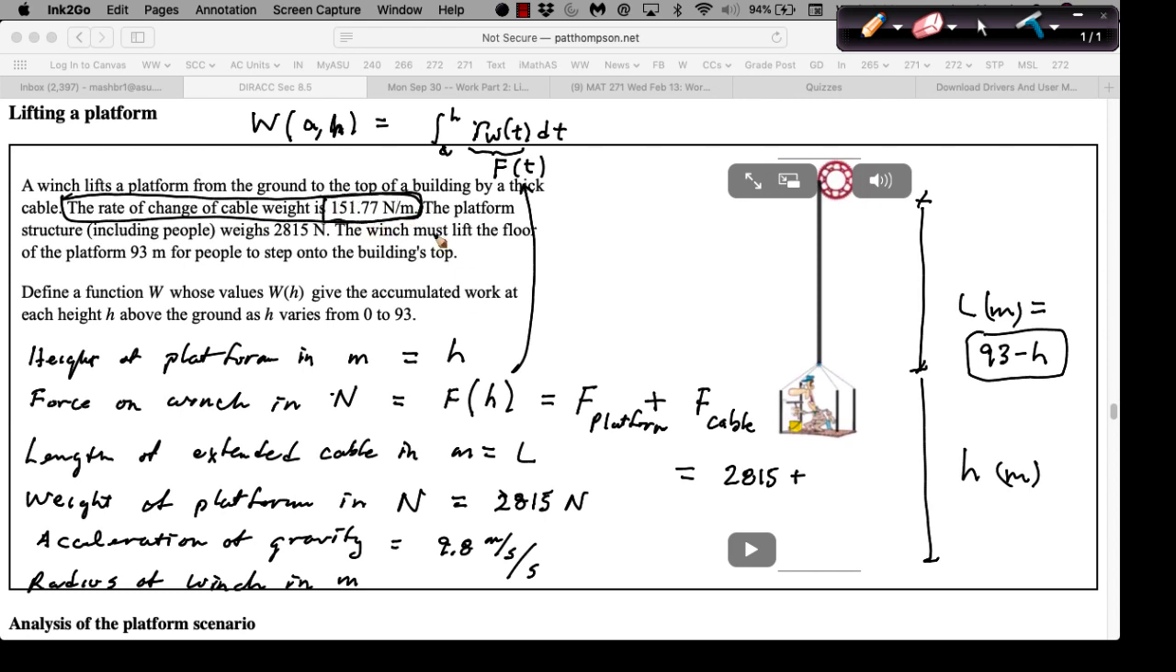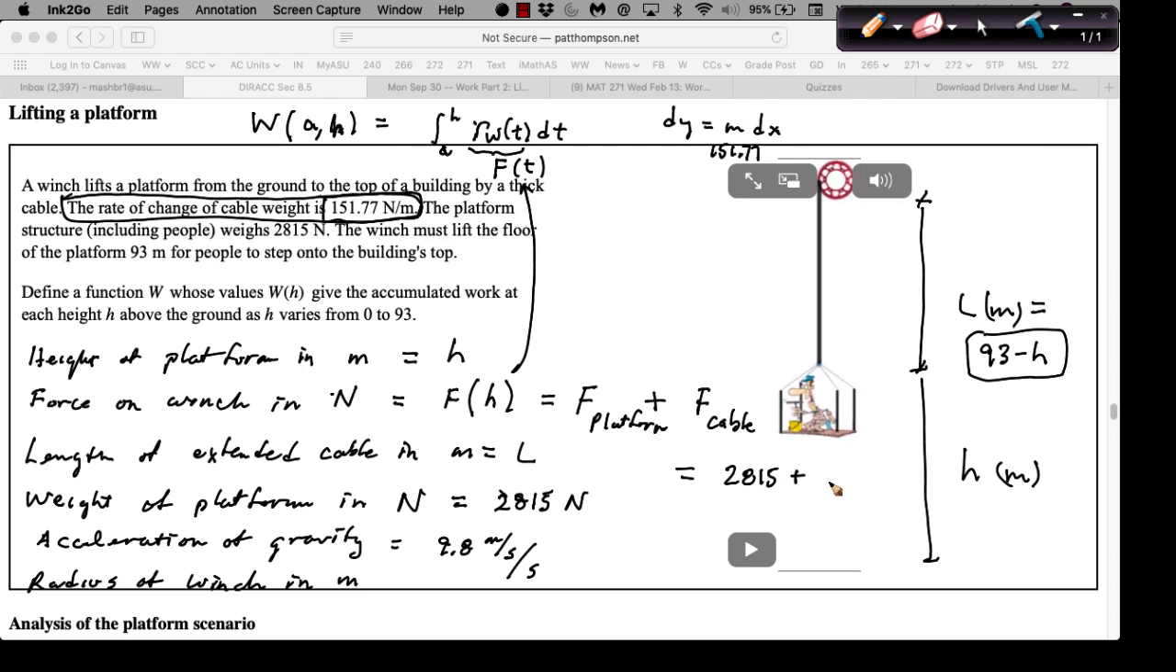And what does a rate of change mean? It means given any change in meters, we can find the newtons by doing what? We can use our dy equals m dx for this. So that 151.7 is a rate of change. It means for any variation in meters, I can calculate the weight by multiplying the rate times the variation in meters. That would give me my weight of the cable.